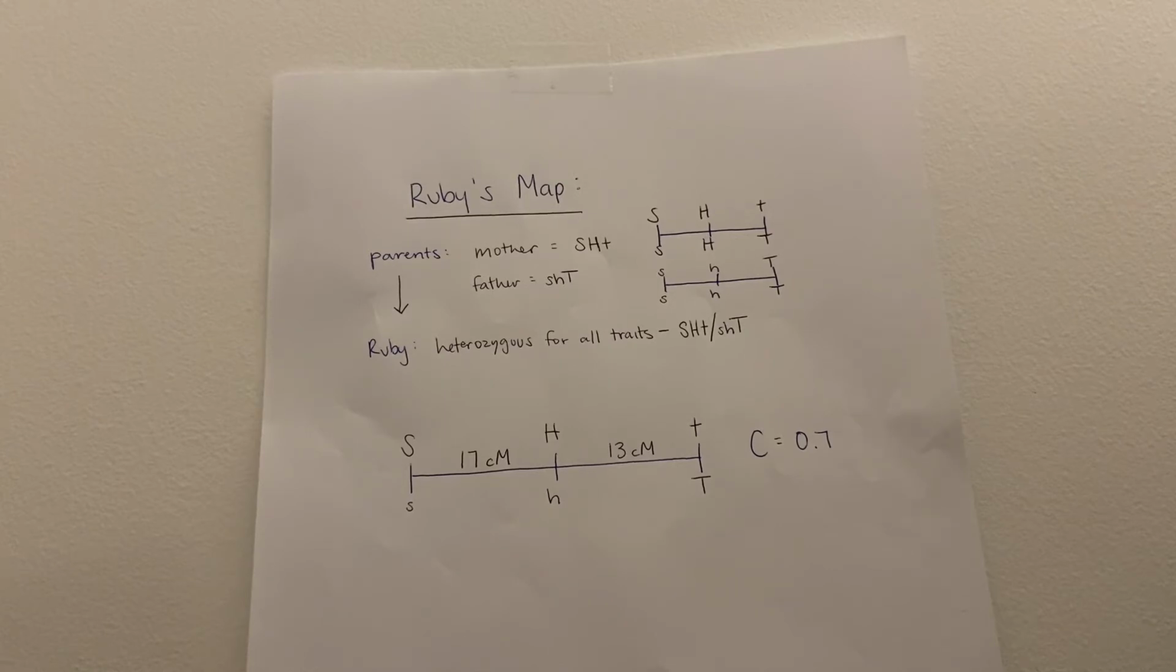Seeing as Ruby's parents are each purebred homozygous, we can conclude Ruby to be heterozygous for all loci, as she received the opposite allele from each parent. I have drawn out her chromosomes so we can see her being big S, big H, and little t on the top, and being little s, little h, and big T on the bottom.